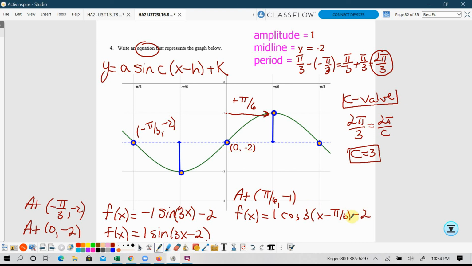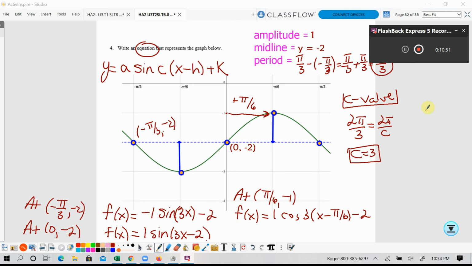units, minus 2. Sometimes people use double grouping symbols around the 3 times x minus pi over 6. You can do that. I'm not going to write it. It's not really necessary, but it's fine if you did. It wouldn't be harmful. But that would be my cosine equation for this graph. And if I were to put all 3 of these in my calculator to sketch the graph, all 3 graphs will overlap each other. And that's how I would know the graphs are the same. Okay? And that is how you write equations for trig functions.